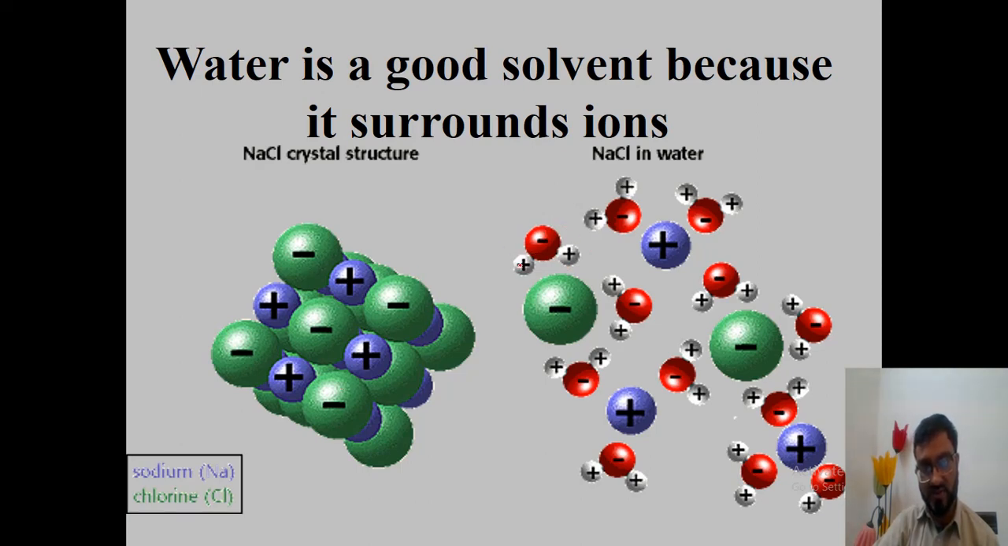This water molecule surrounds these ions. Look at this one: the positive side of the water attracts the negative charges, and the negative end of oxygen attracts the positive sodium. So water is a good solvent because it has the capacity to surround the ions.